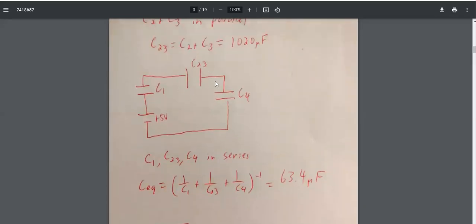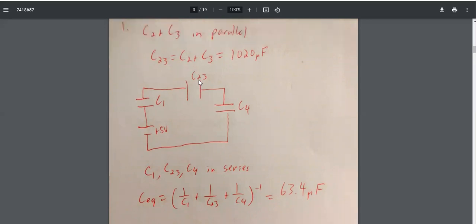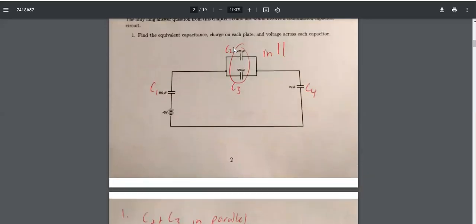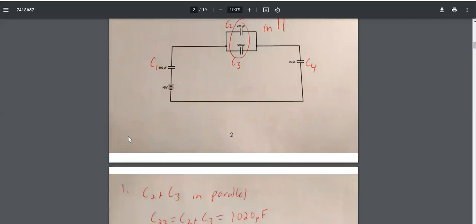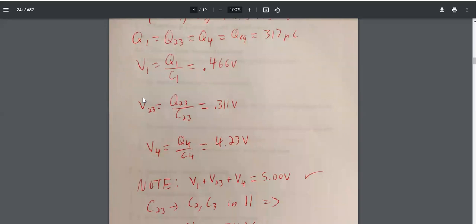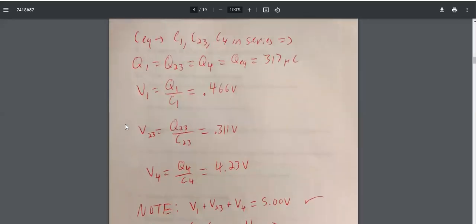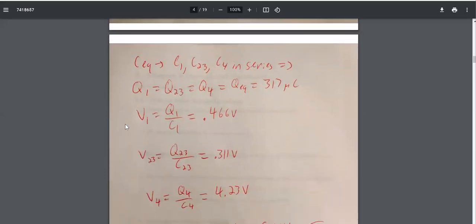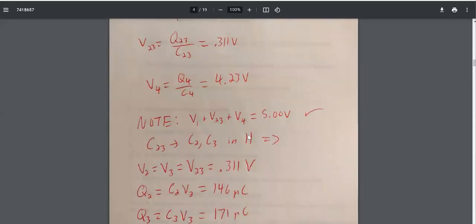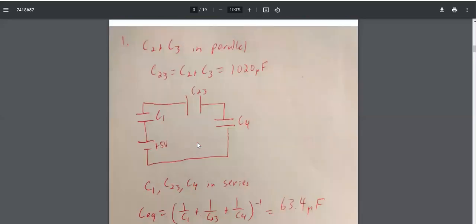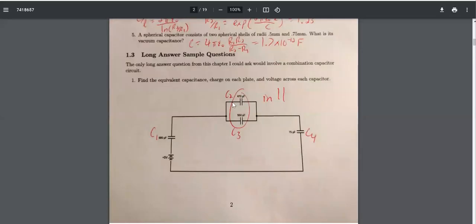The problem is that C23 here is not one of our original capacitors. C23 came from C2 and C3, which were in parallel. So the fact that they're in parallel means that they have to have the same voltage. Because they're in parallel, they have to have the same voltage, because there's a closed loop that only has those two through it. This is true for any capacitors or resistors in parallel. They have to have the same voltage because there's a closed loop that only has those two through it.